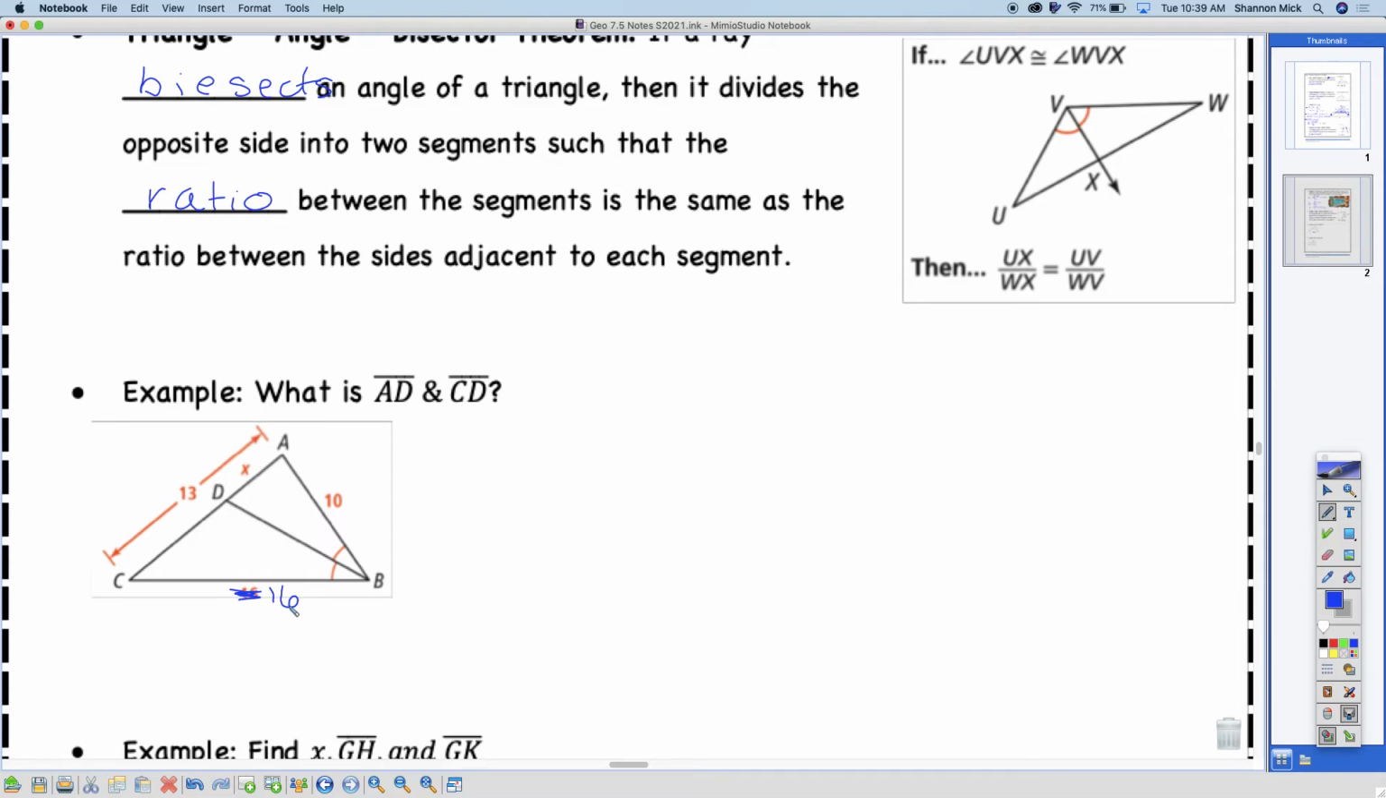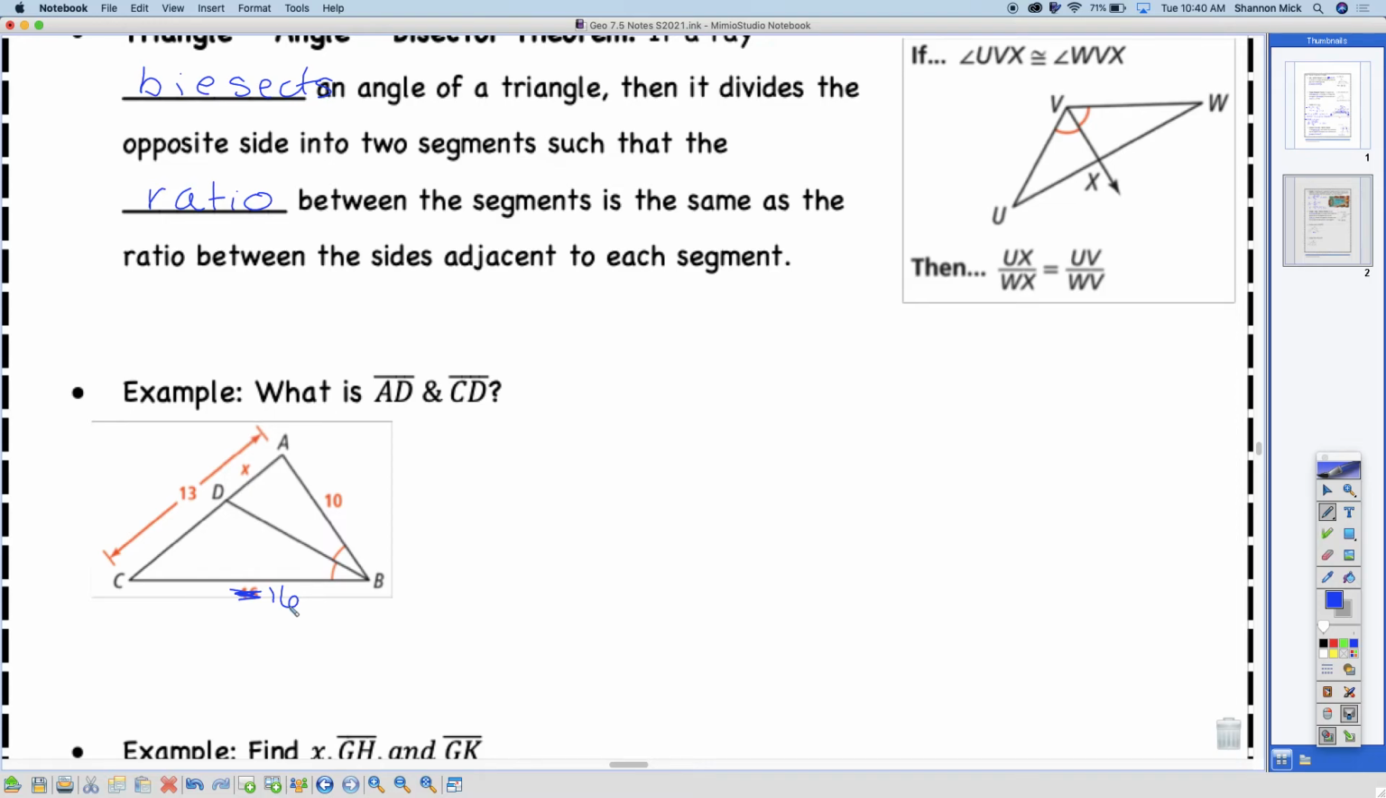So, does BD bisect angle B? Yes, because bisect means cut in two equal parts, correct? How do I know those are two equal parts? Because the angles. It tells me, right? The little red line tells me. Okay, so since that happens, what do I know that I can set up?